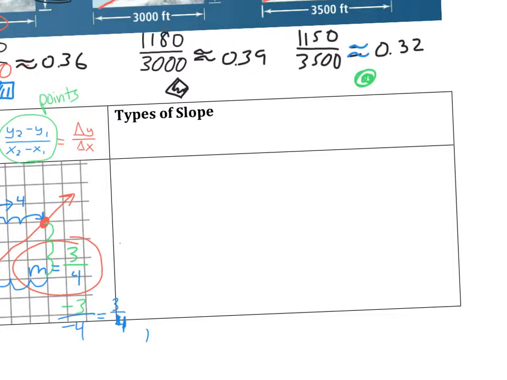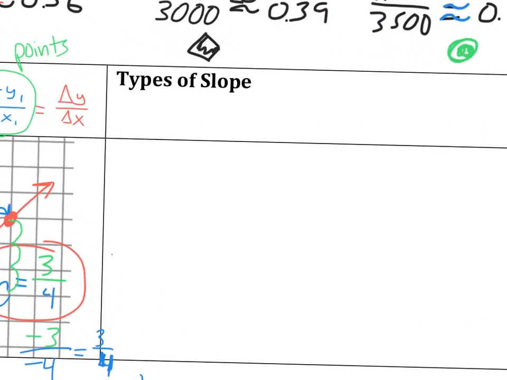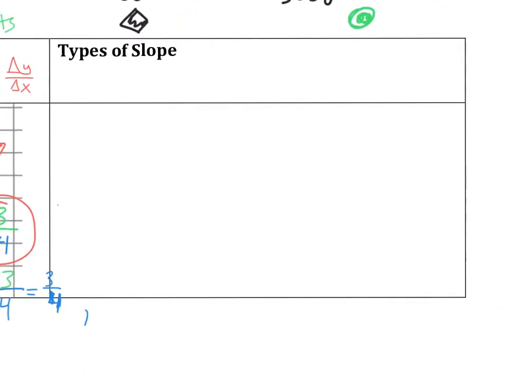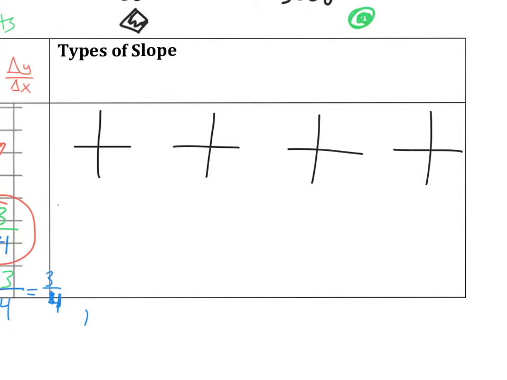So let's look at types of slope. We have 4 types of slope that we're going to take a look at. So I'll have 4 different coordinate planes. This first one is the most common, and this is called a positive slope. In other words, as I read from left to right, it goes up. The next one is a negative slope, that as I read, it goes down. So we call that a negative slope.